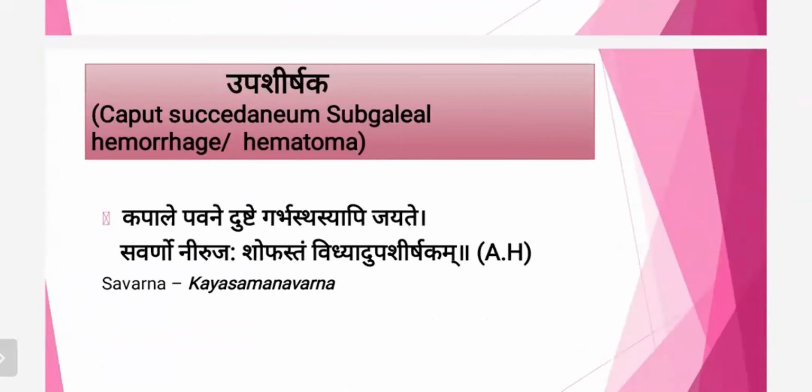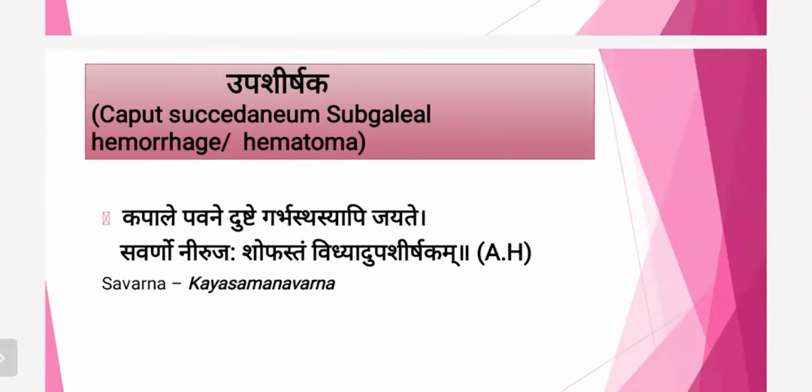Upashirshaka is mentioned as the caput. It is nothing but a caput succedaneum or subgaleal hematoma or subgaleal hemorrhage, which commonly occurs during birth. That means during birth injury or due to excessive pressure during the time of labor, it leads to the presentation of this Upashirshaka.